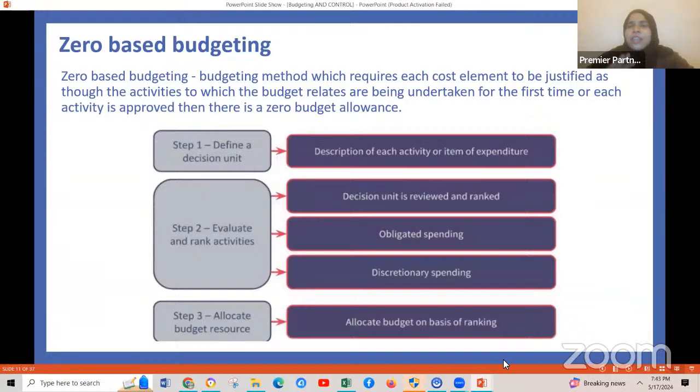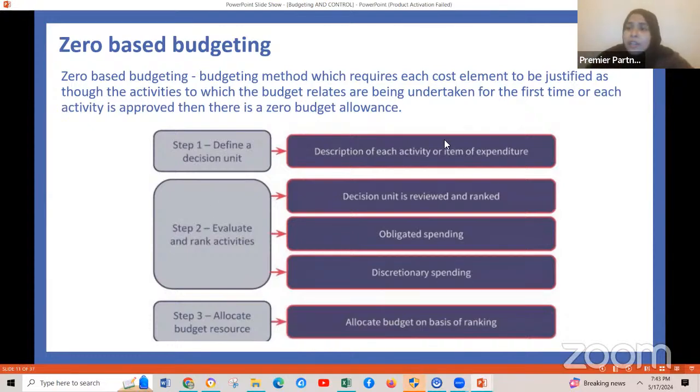Zero-based budgeting is generally done by government organizations where they want to be very careful of their funds because they have the people's funds with them, and they want to make sure that whatever they're putting their money into is something that deserves it, something where the money should go. So whenever they create a budget, they create it as if it was happening for the first time.